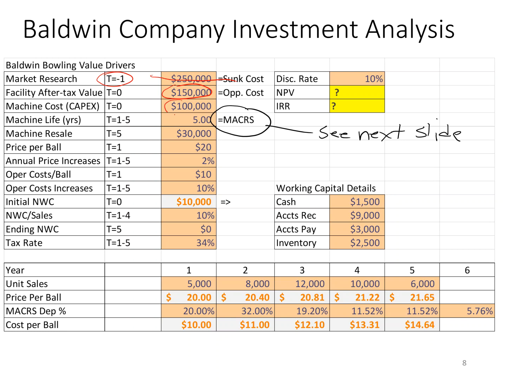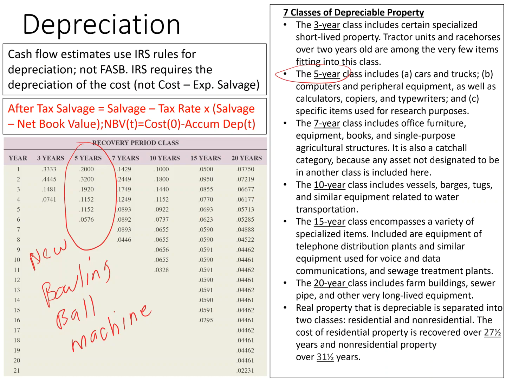The cost of the machine, the CapEx, is going to be $100,000. That's going to be depreciated over 5 years using modified accelerated. And let's take a look at that.